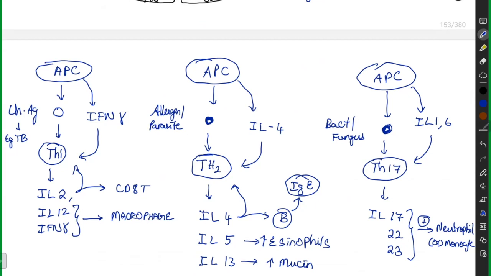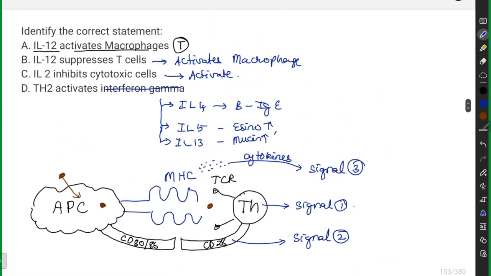Now, if it is a bacteria or fungus, your antigen presenting cells will present to T helper 17, because of the presence of interleukin 1 and interleukin 6. They in turn stimulate interleukin 17, 22, 23, which increase the neutrophils and cause an acute reaction. Now, coming back to this question: interleukin 12 activates macrophages. Is it true? Yes.